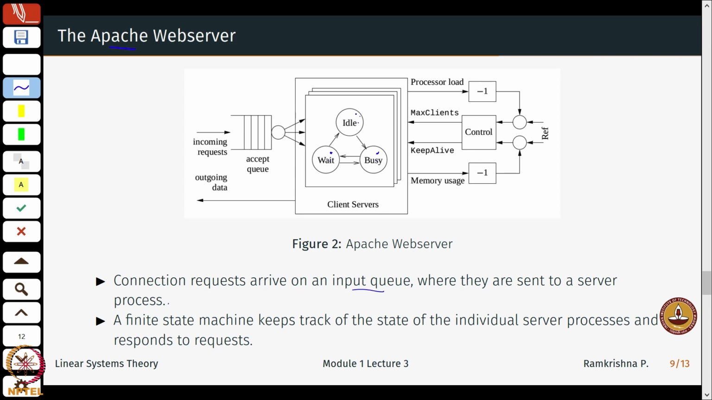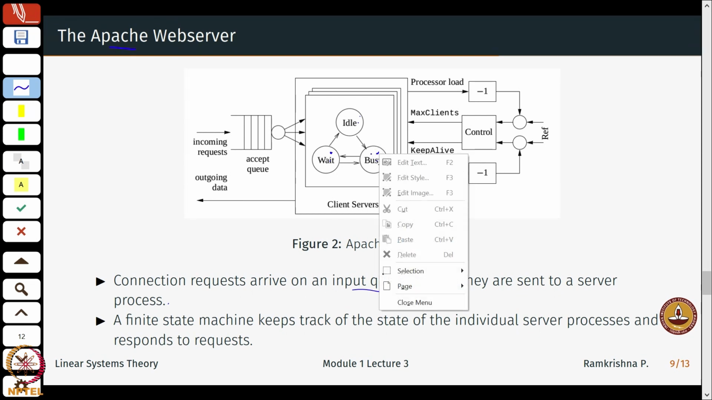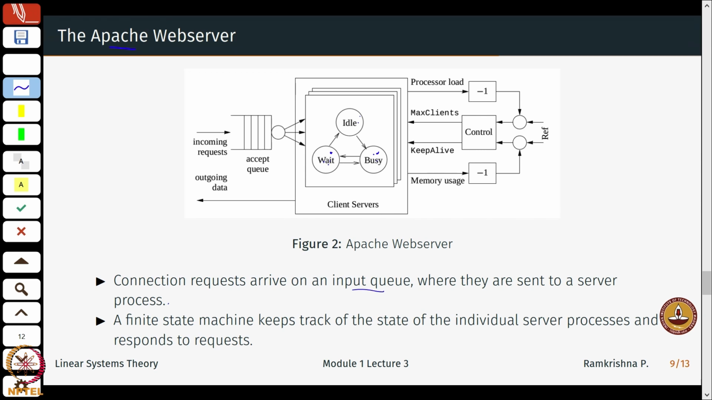What is also essential to note is that the worker cannot take any further requests when it is in the busy state, and also in the wait state. It's just doing nothing, but still it's not allowed to take any other request unless the connection is terminated. So it waits for the KeepAlive time to expire, and then goes back to the idle state, and only in the idle state can it take new requests.